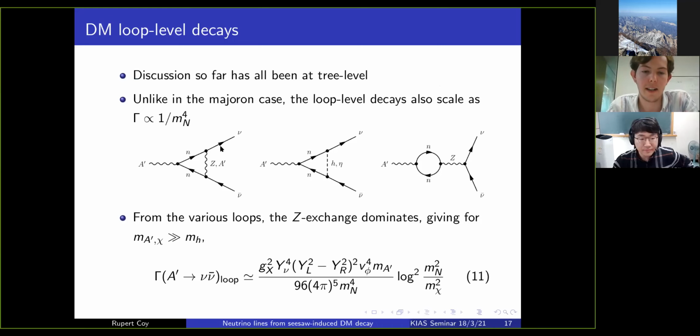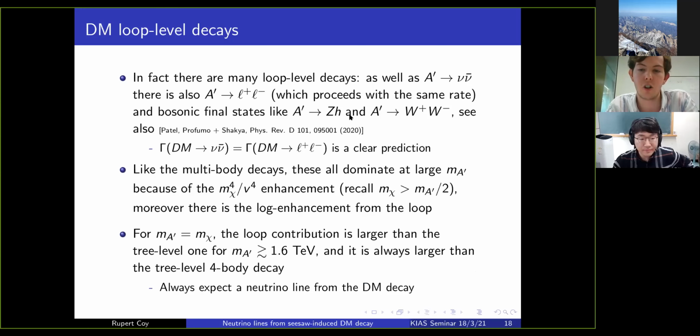Another thing you can do is change around the loop so that you have another fermion inside the loop and you emit two bosons. So you can have things like A prime to ZH and A prime to W plus W minus. And some of these things are discussed in this very nice paper by Patel, Profumo, and Shakya, which came out about a year ago, where they talk about similar things, and in a slightly different model, they get a similar prediction to us.